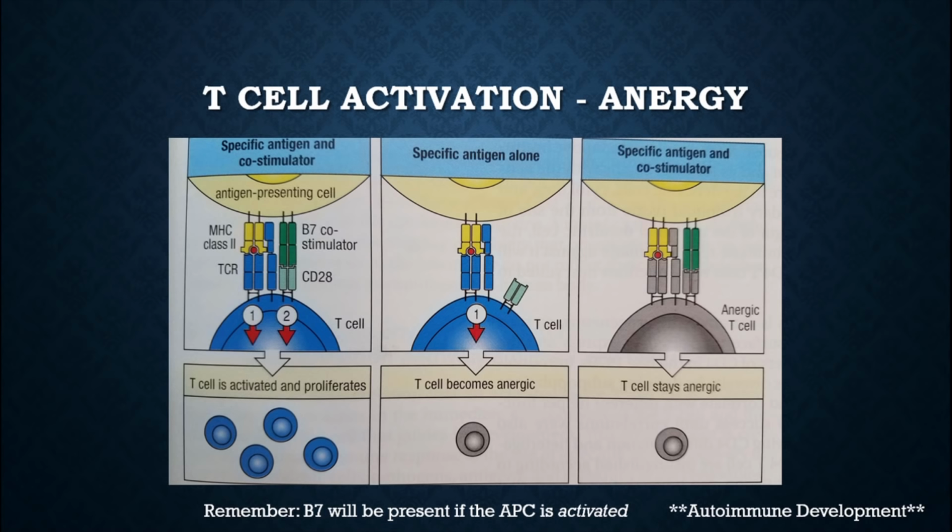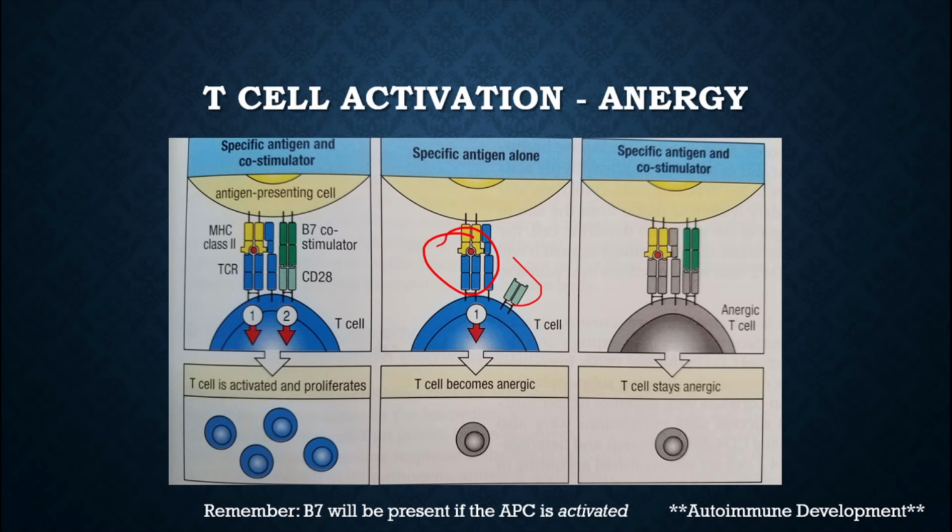Let's talk a little bit about anergy. This has everything to do with that two-hit hypothesis. The first one is it needs to interact with an MHC, and the second one is it needs its co-receptor. If the T cell interacts with an MHC alone, it becomes anergic, and it does not then proceed to get activated, even if later it interacts with its co-receptor. So that's anergy, and that's a form of peripheral tolerance.